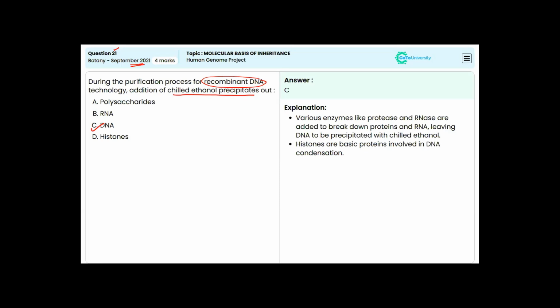So for that we need to isolate the DNA first, right? So isolation in the sense we have to separate the DNA molecule from all other molecules. So we will be having polysaccharides, RNA, histones from that. So we can use enzymes like protease and RNase to remove the proteins and RNA. And now we have to precipitate the DNA. And we use the chilled ethanol at the end, where we can extract the DNA molecule. Okay, so the answer is option C, DNA.